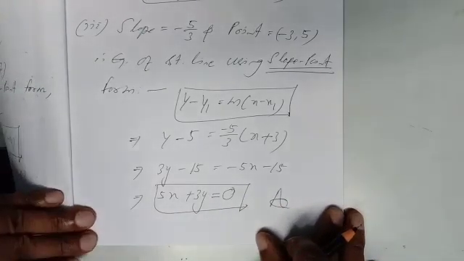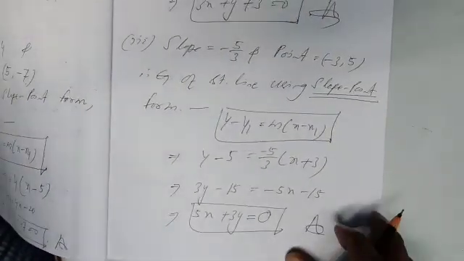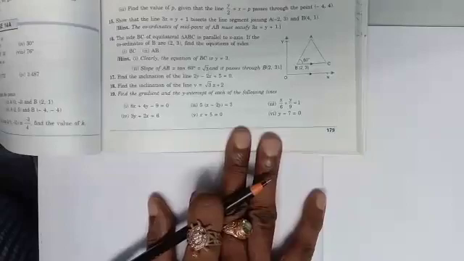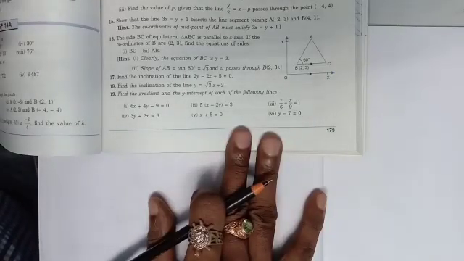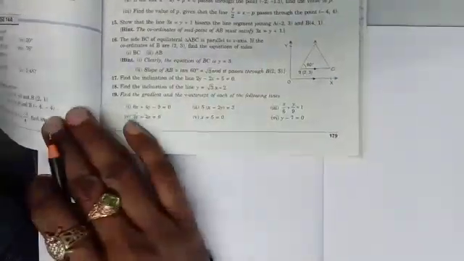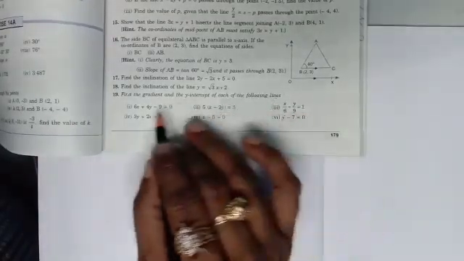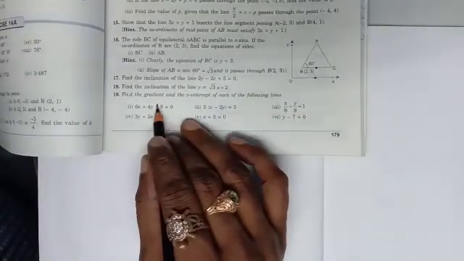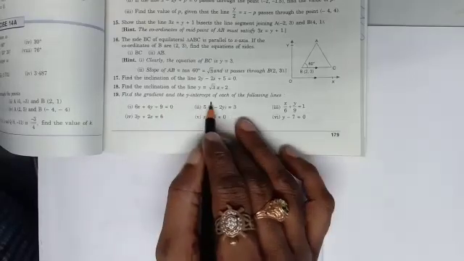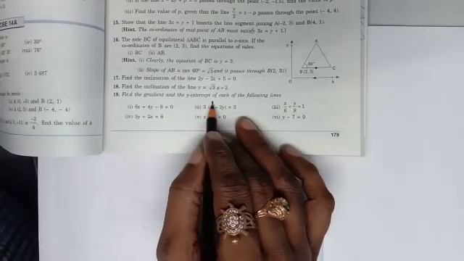Okay, number 12 fully completed. In this equation, slope given and point given. Let us see the next number. See the question number 19. It is given: find the gradient and the y-intercept of each of the following lines. Equation of line given, you have to find out gradient, meaning slope, and y-intercept of the following line.